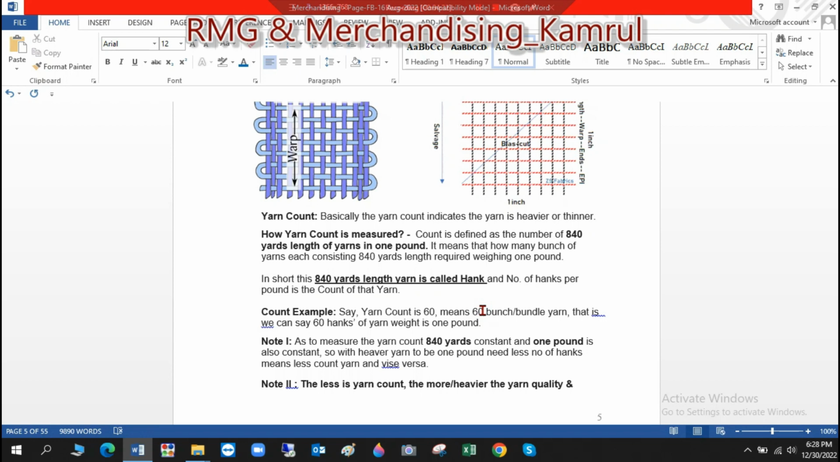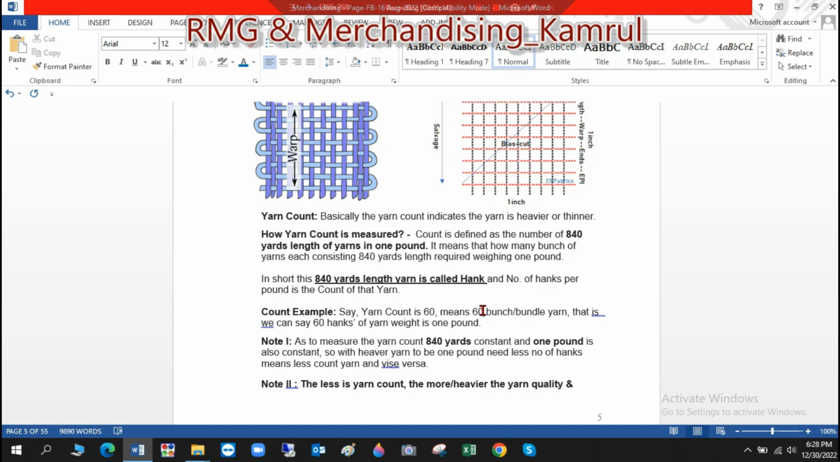Take 840 yards length of yarn, make one bunch. This is how the count is defined. So take 840 yards length of yarn, then make a bunch, and this way 1 bunch, 2 bunches, 3, 4, 5 bunches, a number of bunches until getting 1 pound. It means how many bunches of 840 yards length yarn are required to weigh 1 pound. Whenever it reaches 1 pound, stop and count the number of bunches. Maybe there are 40 bunches. It means the yarn count is 40.